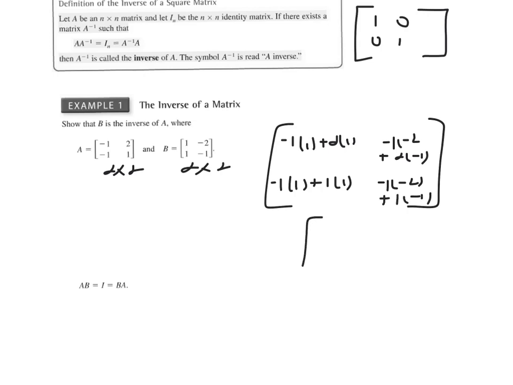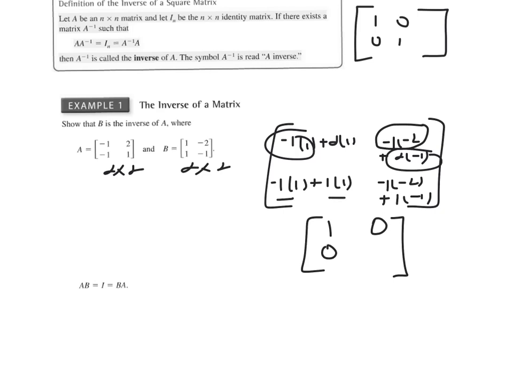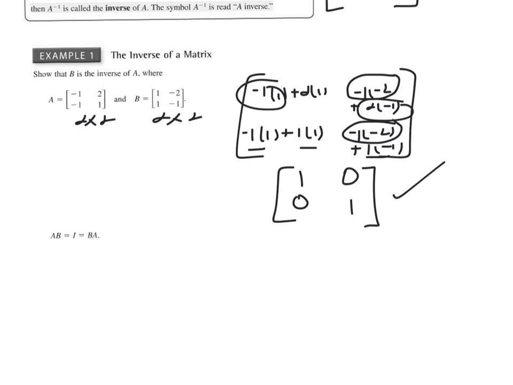And if you simplify that, that'll show that this is the identity, because negative 1 plus 2 is 1. 2 plus negative 2 is 0. Negative 1 plus 1 is 0 again. And then 2 minus 1 is 1. So you end up with the identity matrix, which shows that those are inverses of each other.